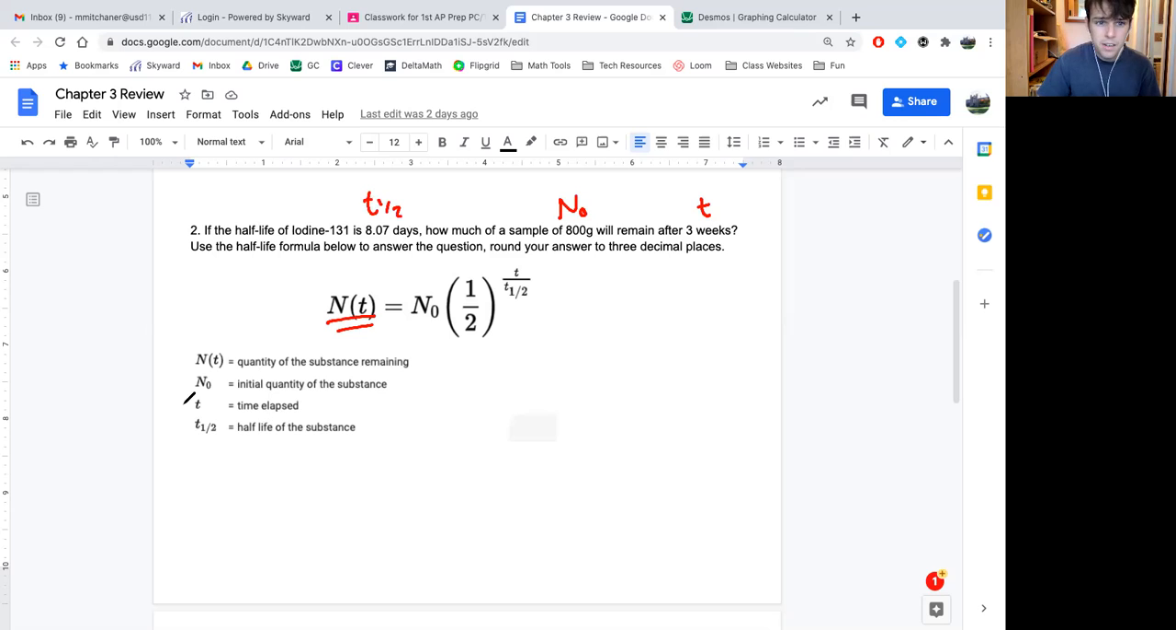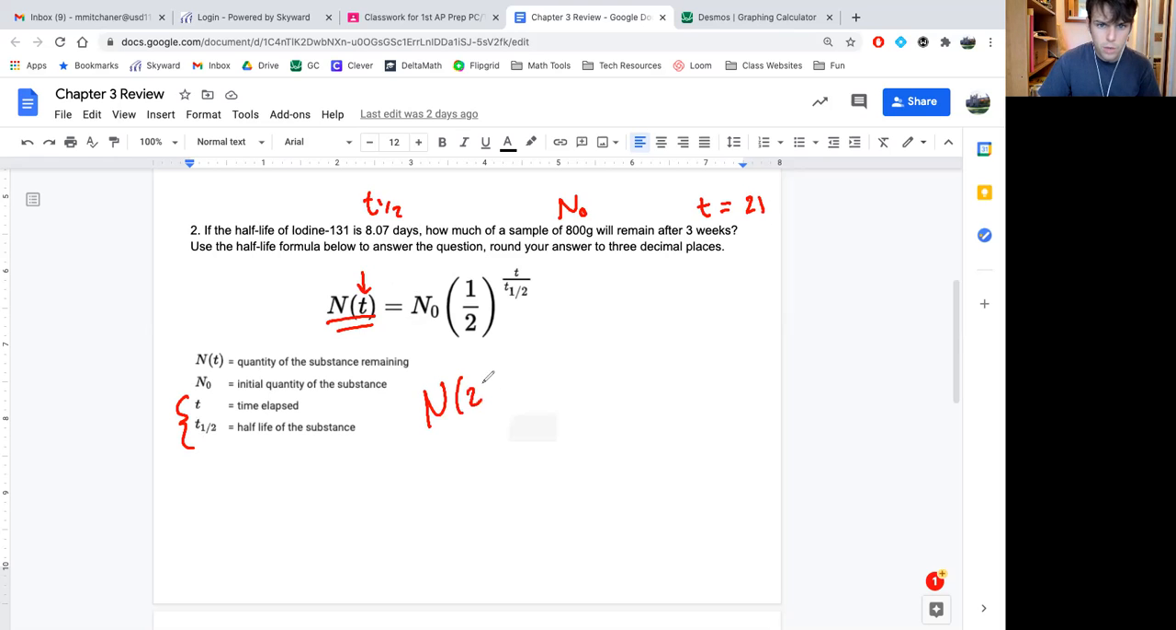One important thing here is these two need to be in the same units. Weeks and days need to be sorted out. So I'm going to put them both in days. So 3 weeks is also 21 days. So this really just becomes a matter of evaluating this function for 21 days.